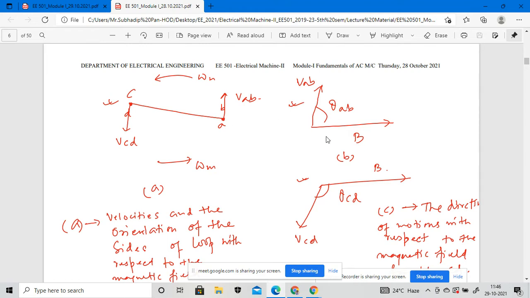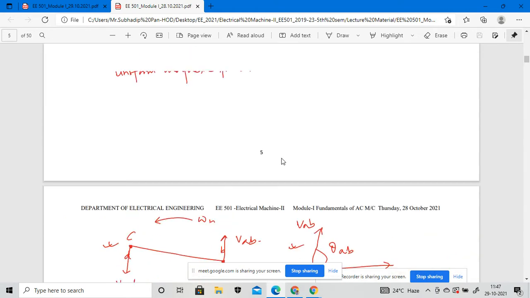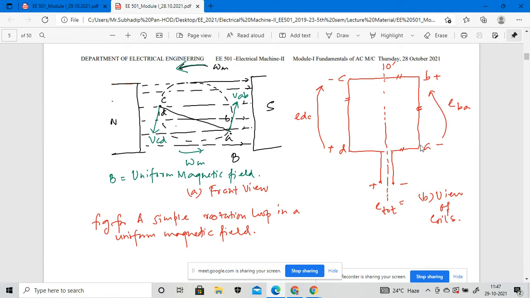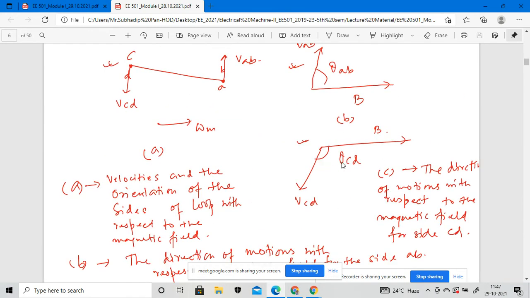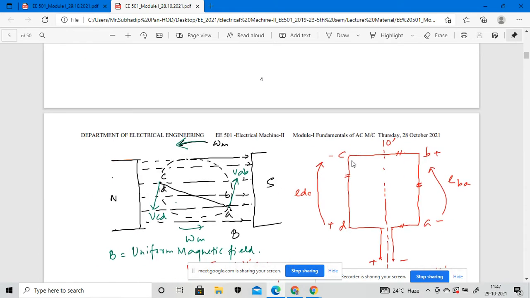This particular figure contains the direction of motion with respect to the magnetic field for the side AB of the coil. And this figure contains the direction of motion with respect to the magnetic field for the side CD, this particular side.